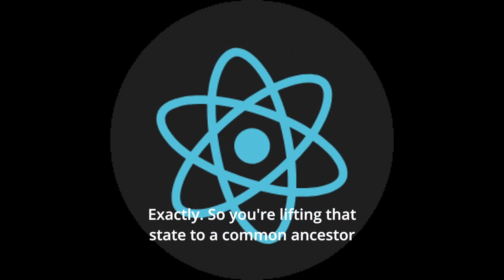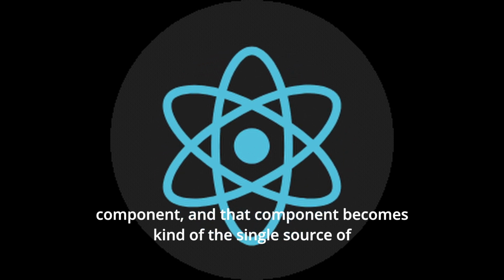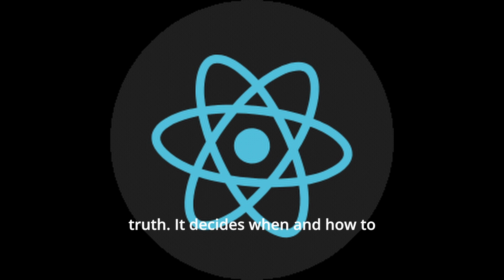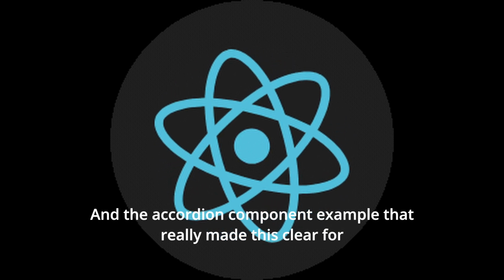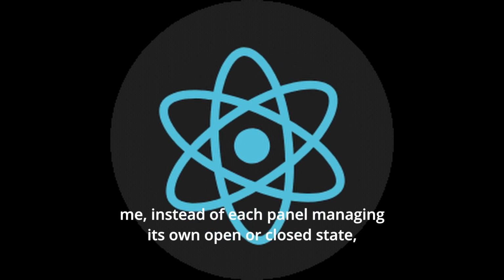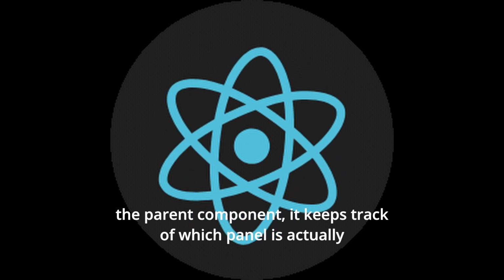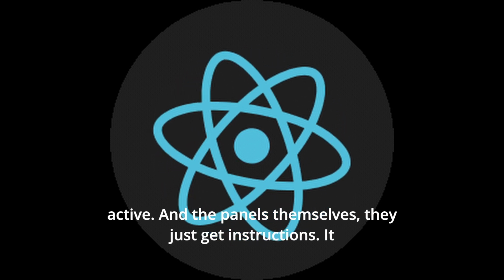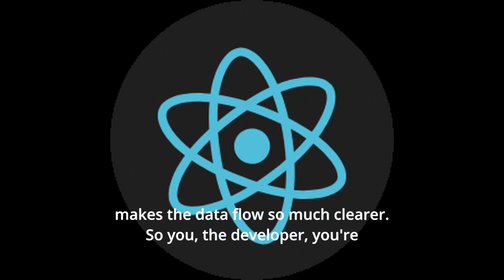Exactly. So you're lifting that state to a common ancestor component, and that component becomes the single source of truth. It decides when and how to share that state with its children. And the accordion component example really made this clear for me. Instead of each panel managing its own open or closed state, the parent component keeps track of which panel is actually active. Wow. And the panels themselves just get instructions. It makes the data flow so much clearer.